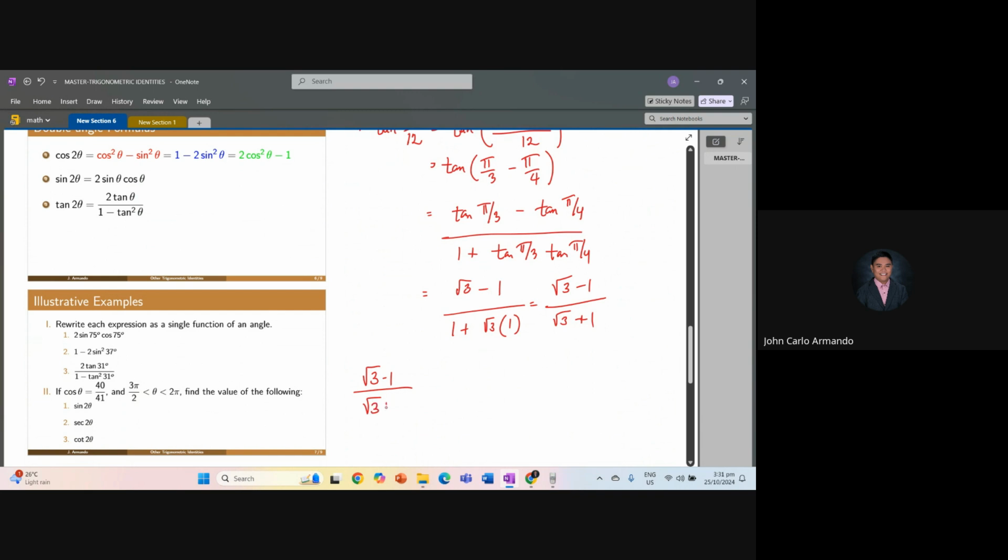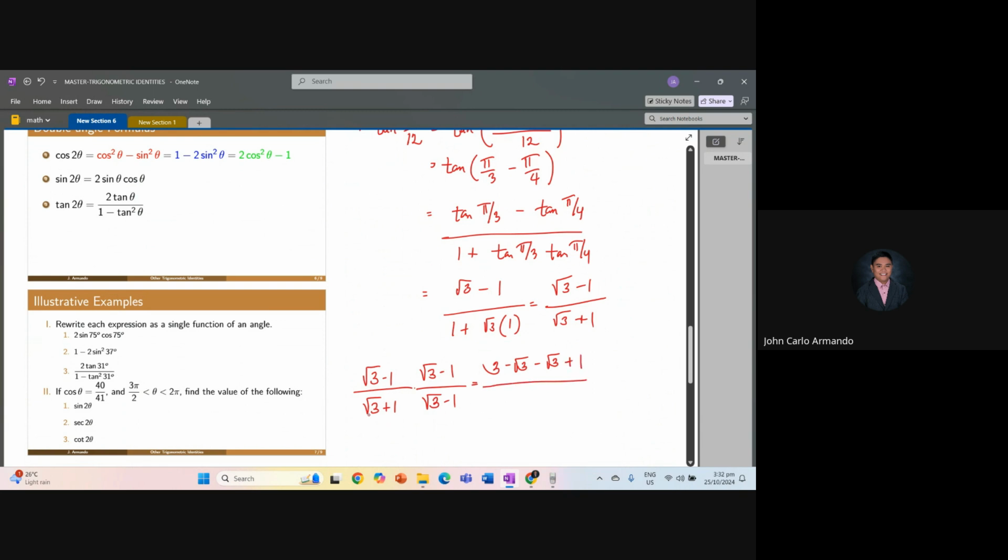What you're going to do here is multiply by the conjugate. The denominator is square root of 3 plus 1, so the conjugate is square root of 3 minus 1. Then multiply square root of 3 minus 1 times square root of 3 minus 1, using the FOIL method. Square root of 3 times square root of 3 is positive 3. Negative 1 times square root of 3 is negative square root of 3. Negative 1 times square root of 3 is another negative square root of 3. Negative 1 times negative 1 is positive 1.